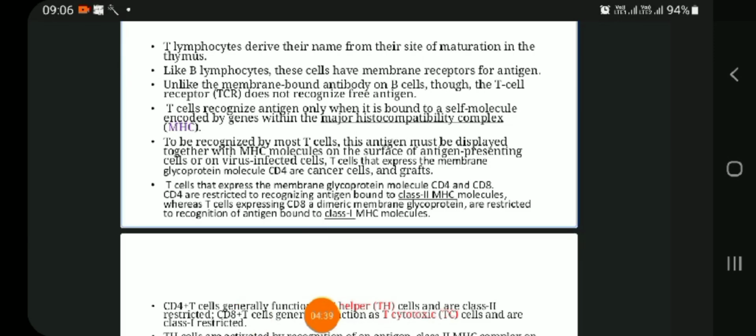To be recognized by the T cell, the antigen must be displayed together with the MHC molecule on the surface of antigen presenting cells. Antigen presenting cells, like dendritic cells and B cells, will present the antigen to the T cells. So the antigen must first be complexed with the MHC molecule, this antigen plus MHC molecule is displayed on the surface of antigen presenting cells, and these cells present the whole complex to the T cells. In that way the T cells can recognize the antigen, but they cannot recognize the antigen when it is free or alone.